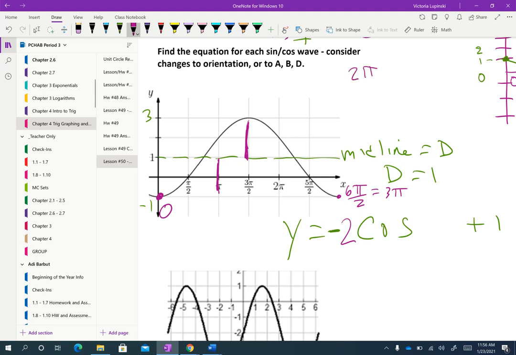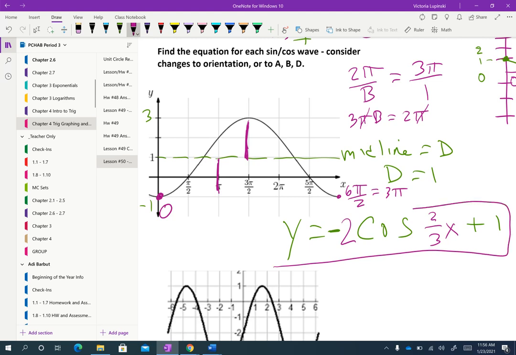If the formula for period is 2 pi over b, and we know that the period has to be 3 pi, I'm going to go ahead and set up my proportion. Cross multiply, so 3 pi times b is equal to 2 pi. Go ahead and cancel the pi's. Divide by 3, and that's how I know that this is going to be y equals -2 times the cosine of 2/3 x plus 1. Remember, feel free to put a parentheses around that 2/3 x if you would like.